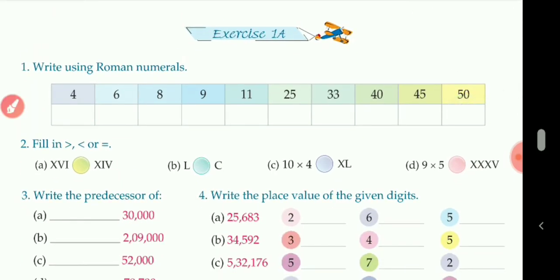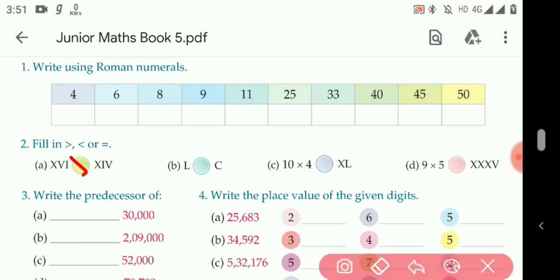Fill in less than, more than or equal to. So you have to recognize which number it is, then you have to put the sign. In A part, XVI means 16 and XIV means 14. So 16 is the largest one, so the sign will be towards XVI. In the B part, L means 50 and C means 100. So the sign will be towards C. In the same way, C and D will be done by you.